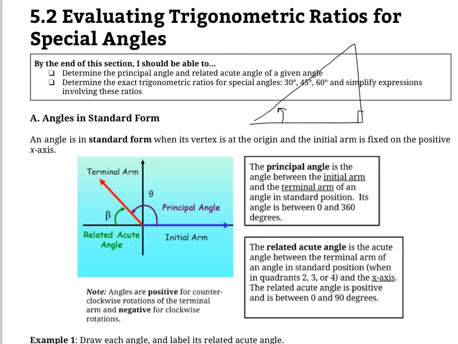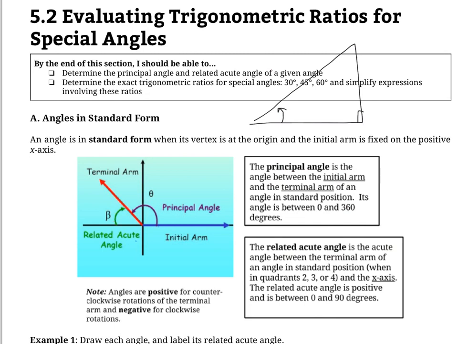Another really important term we're going to talk about is called the related acute angle. The best way to explain what a related acute angle is, it's the acute angle. Acute means it's less than 90 degrees. So this is not less than 90 degrees. This is over 90 degrees. That's called obtuse. But this one here, that's acute. That's less than 90 degrees. So it's the acute angle between the terminal arm and the x-axis. Here's our terminal arm. Here is our x-axis, right here. So this must be the related acute angle.